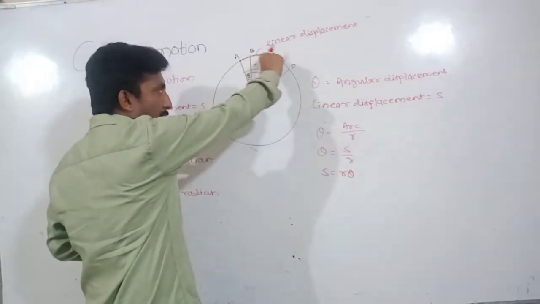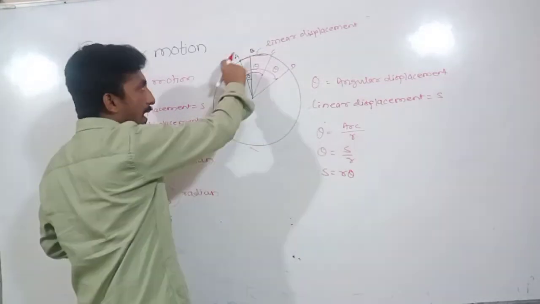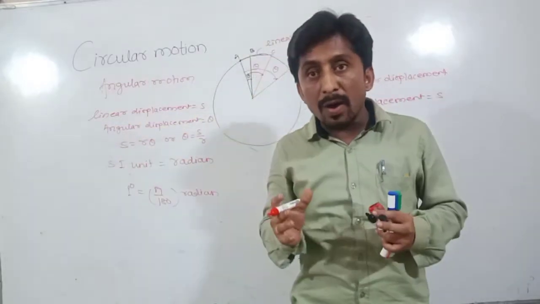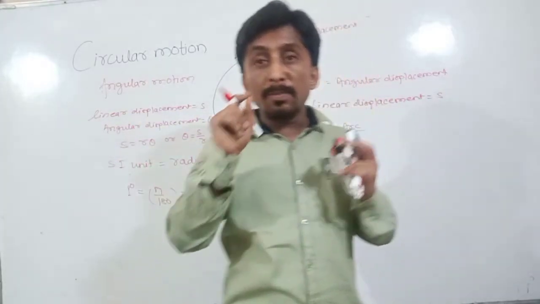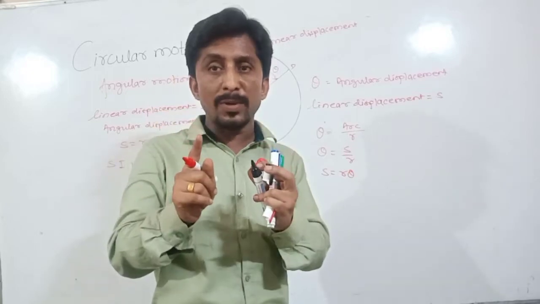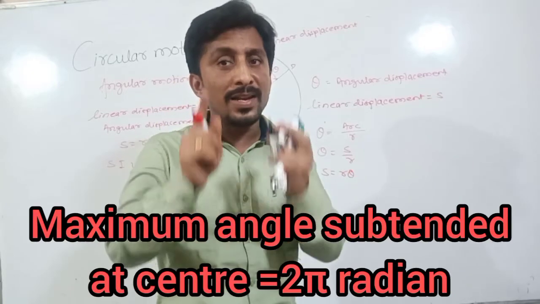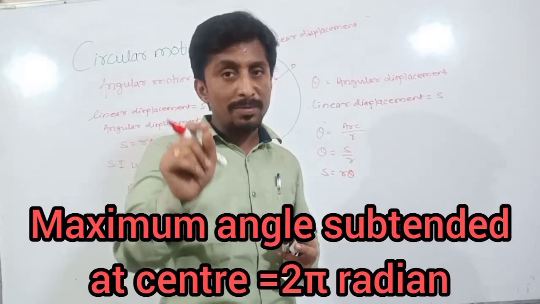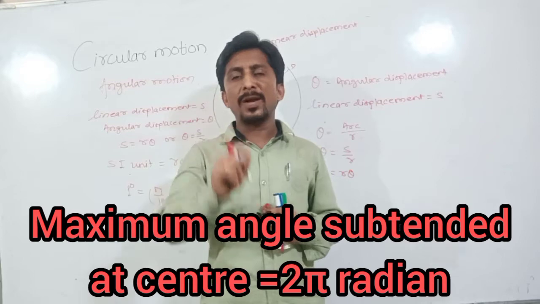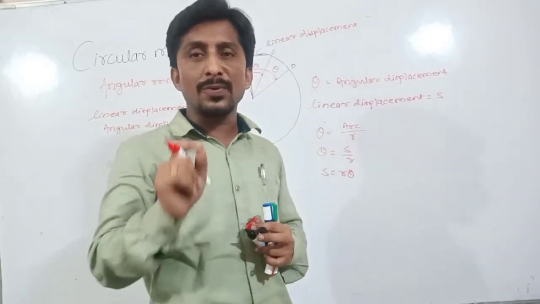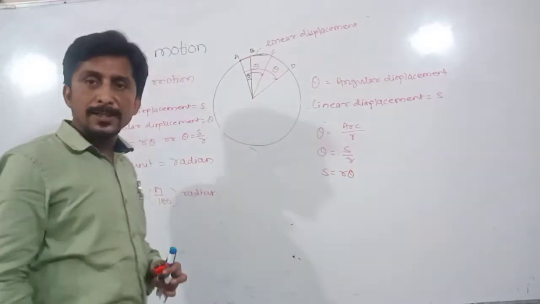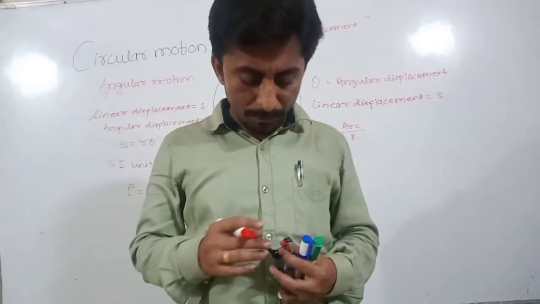Means starting point A, and again if it comes at A, then the whole circular path is covered, and the angle is what? 2 pi radian. So the maximum angle subtended by a particle while performing the circular motion is 2 pi radian. Remember, this question may be asked in the CET: what is the maximum angle subtended by a particle while performing a circular motion at the center? So the answer is 2 pi radian.